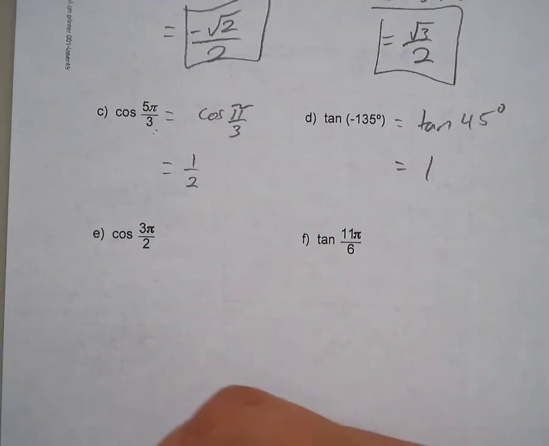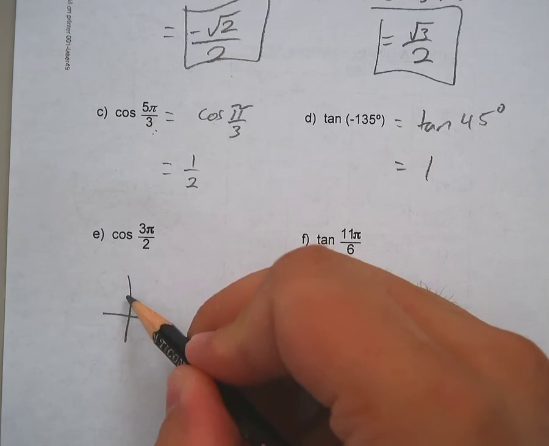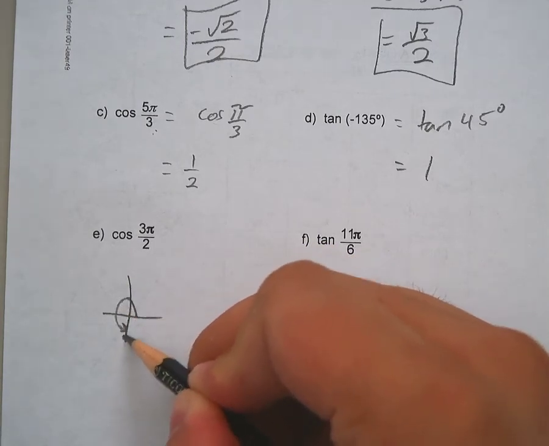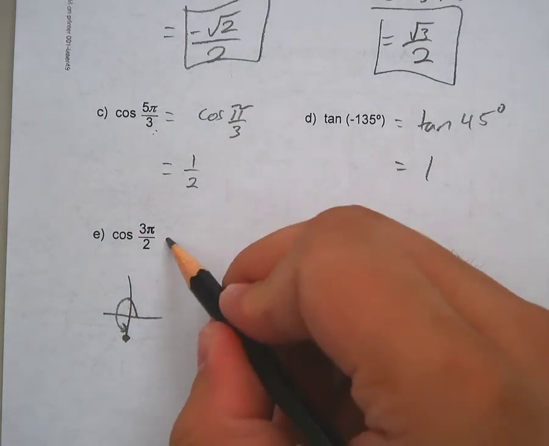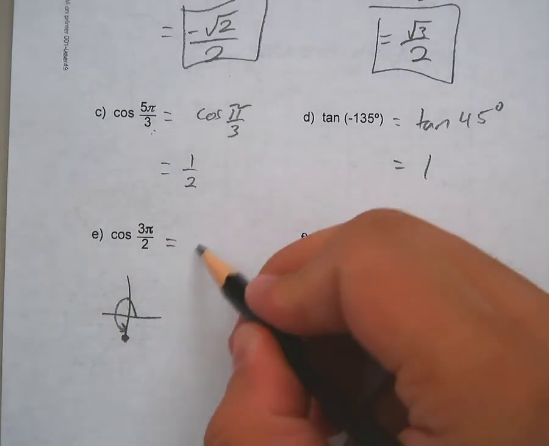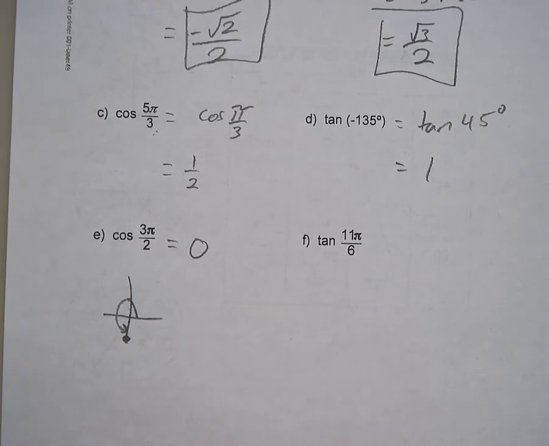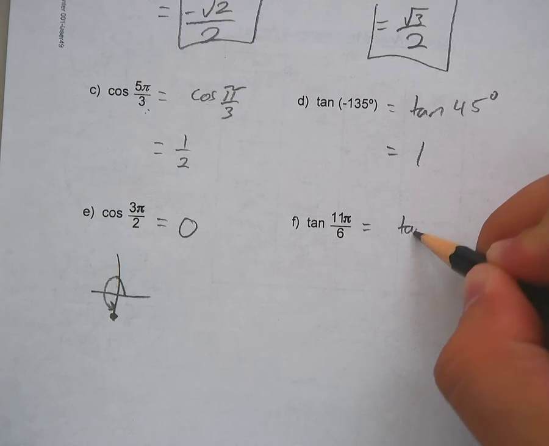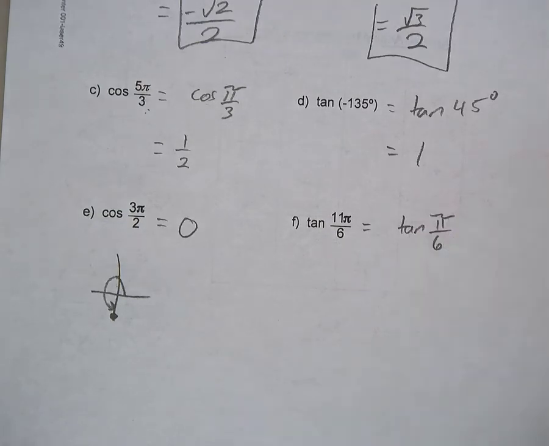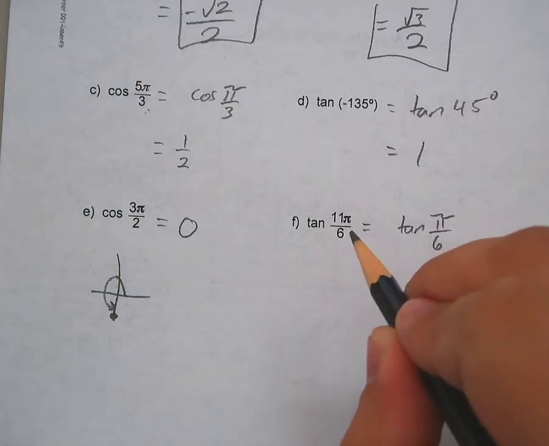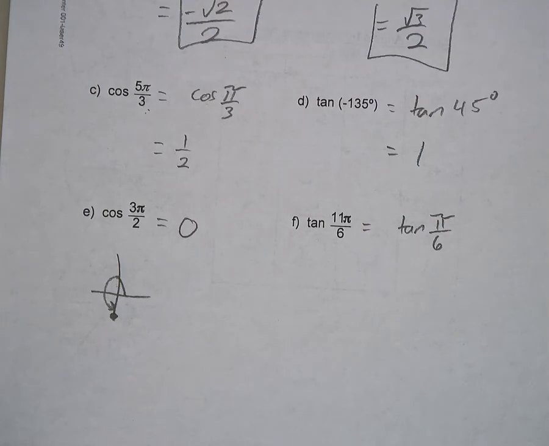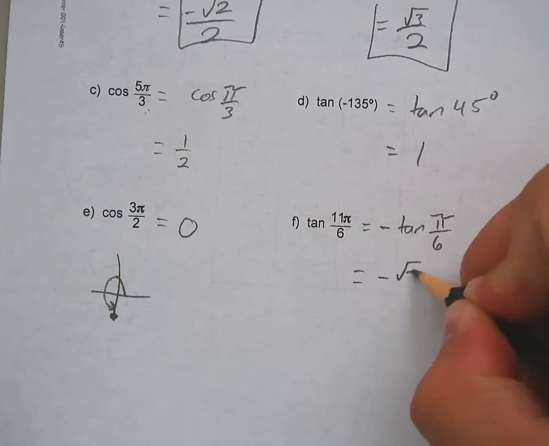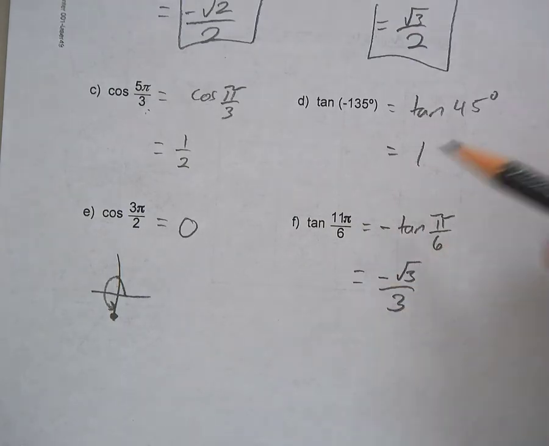Cosine of 3 pi over 2. Remember, 3 pi over 2 is down here. Cosine of 3 pi over 2, the x value right there on the y-axis is 0. Nothing to do there. Tangent of 11 pi over 6 is going to be the tangent of pi over 6. 11 pi over 6 is in the fourth quadrant, so tangent in the fourth quadrant is negative. It's going to be the negative square root of 3 over 3.